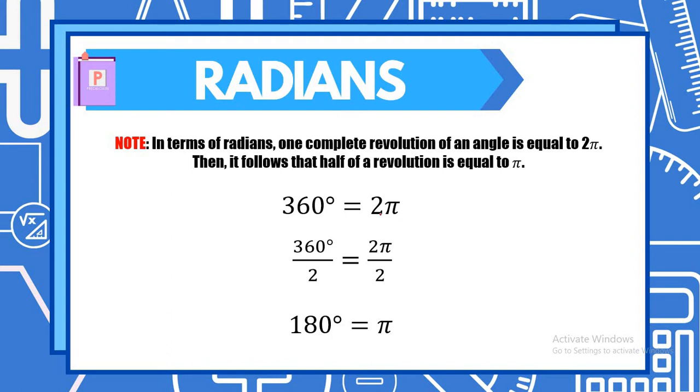If we want to solve for the value of pi, we simply need to remove its coefficient, which is 2. That's why we divide both sides of the equation by 2. So it will be cancelled. Therefore, the relationship between pi and degrees would be pi is equal to 180 degrees. This will now be the conversion factor that we are going to use to be able to change the unit of measurement degrees to radians and vice versa.